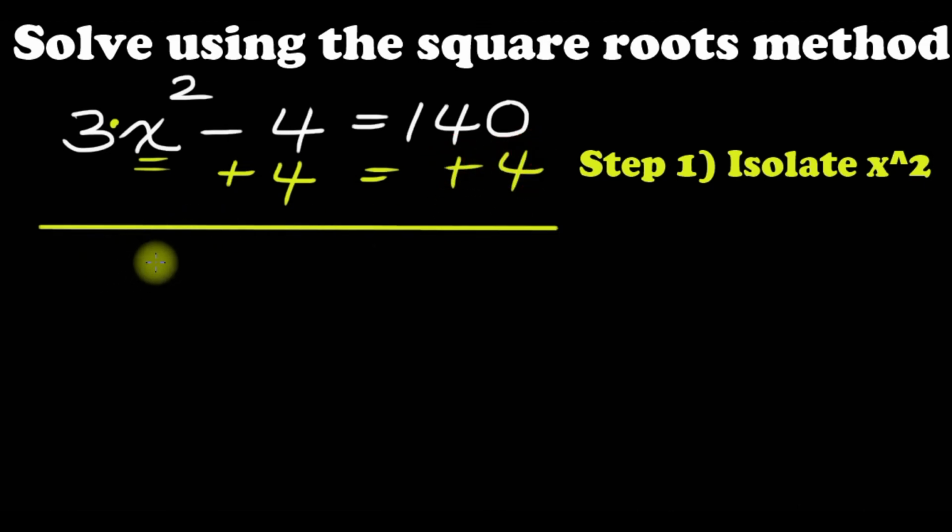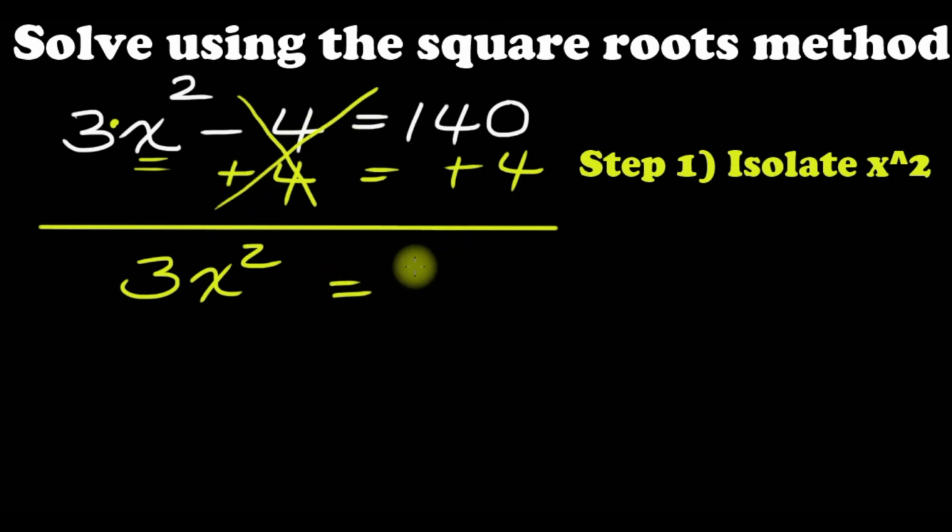So we bring down the 3x squared. And then negative 4 plus 4 is 0. So those are gone. Bring down the equal sign. And then this makes 144. And then here we have a multiply by 3. So how do we get rid of multiply by 3? We would have to divide by 3.